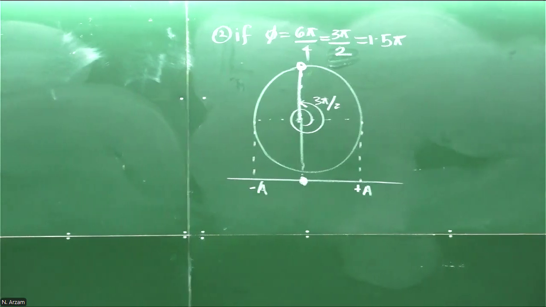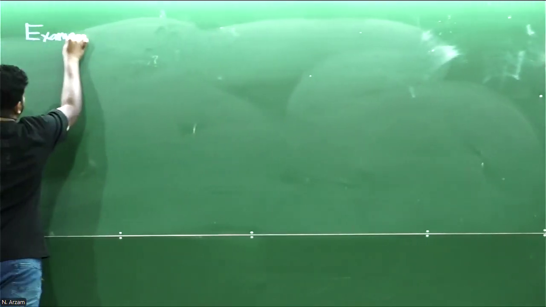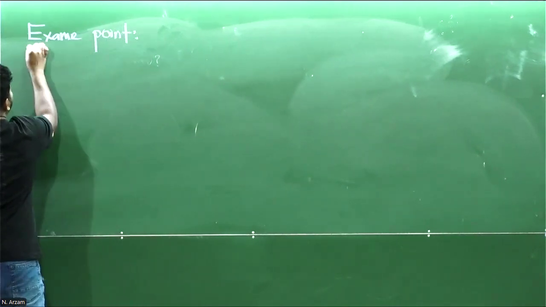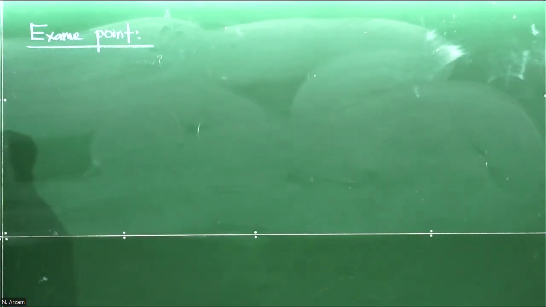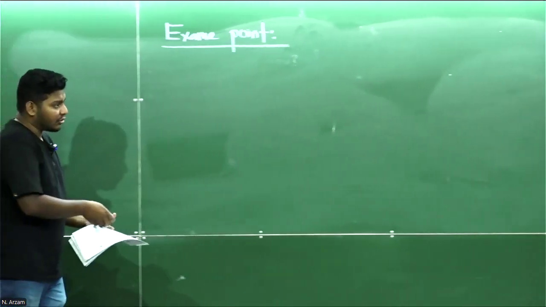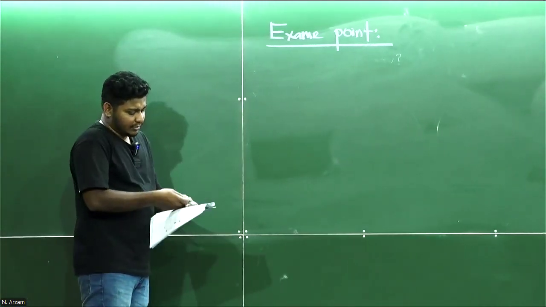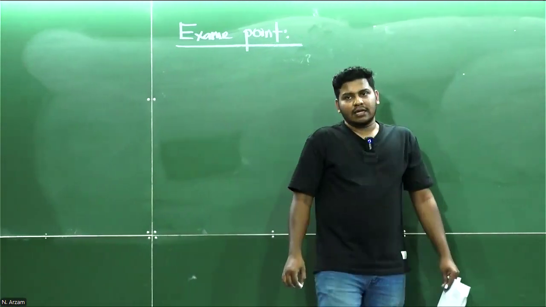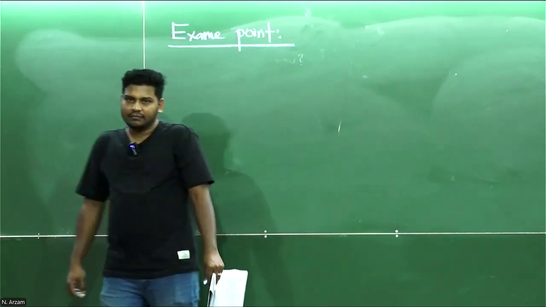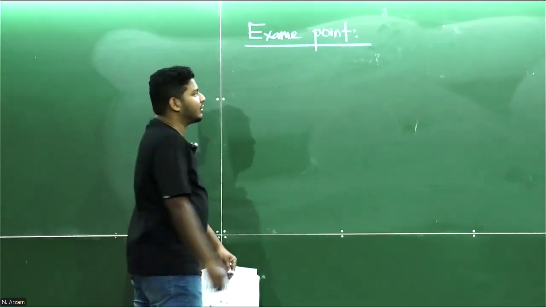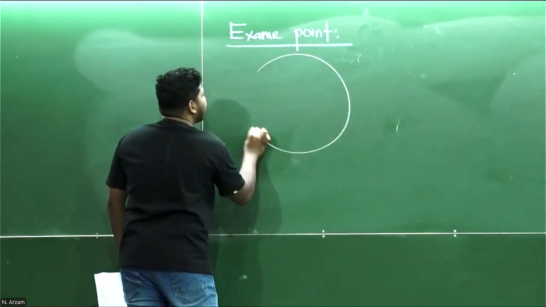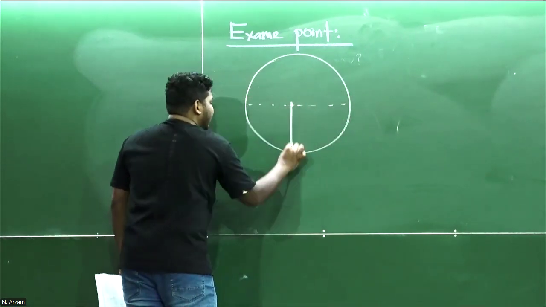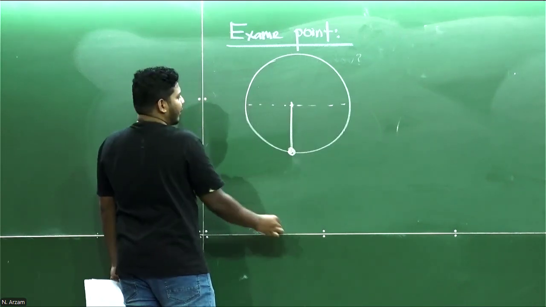Write down an exam point. Normally, guys, look at this one. If a simple harmonic motion happens, we know that it normally starts from the fixed point. It means it starts from this point, okay? Right, the fixed point.